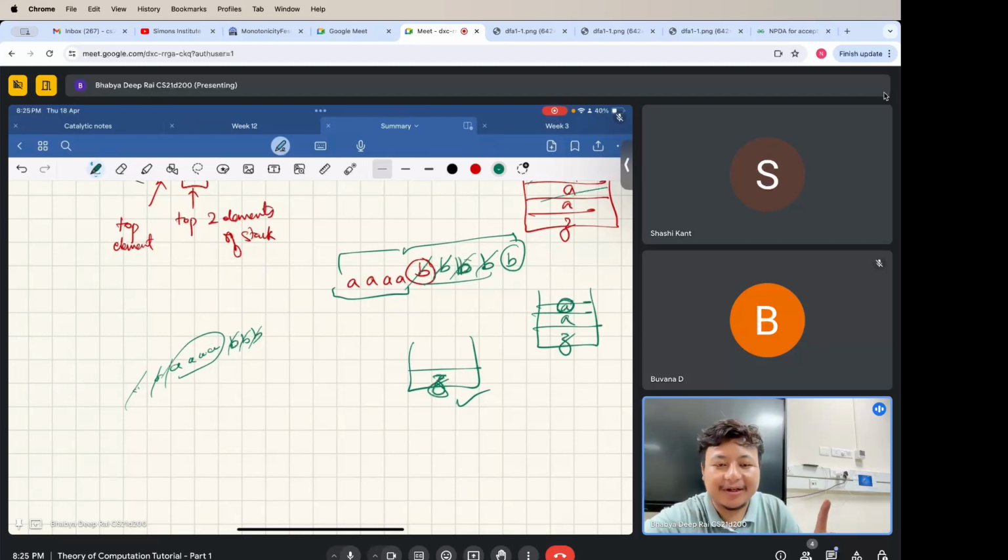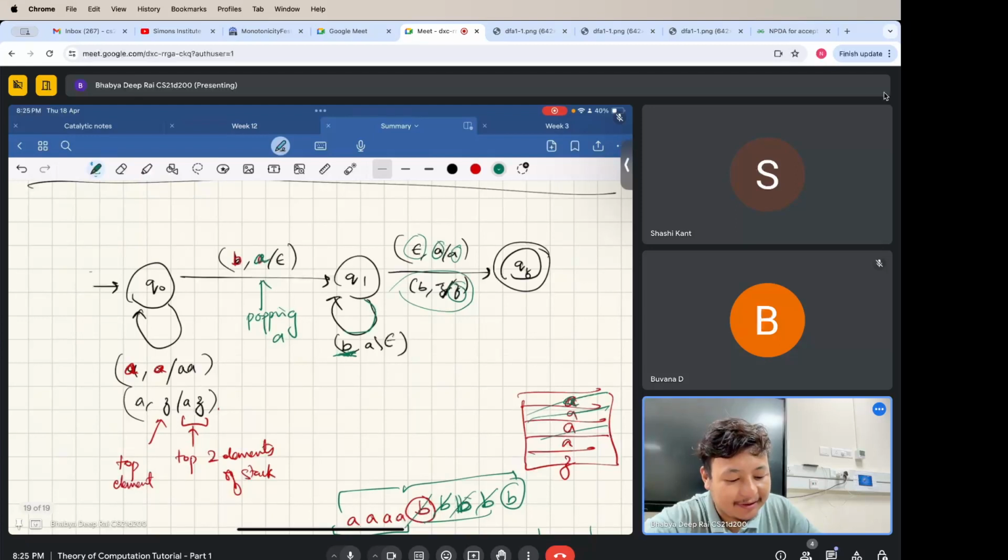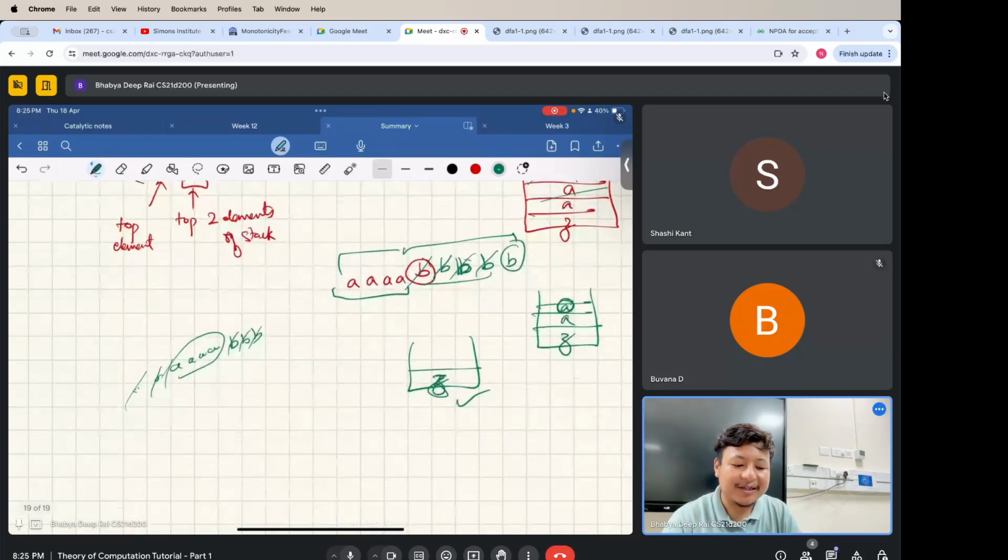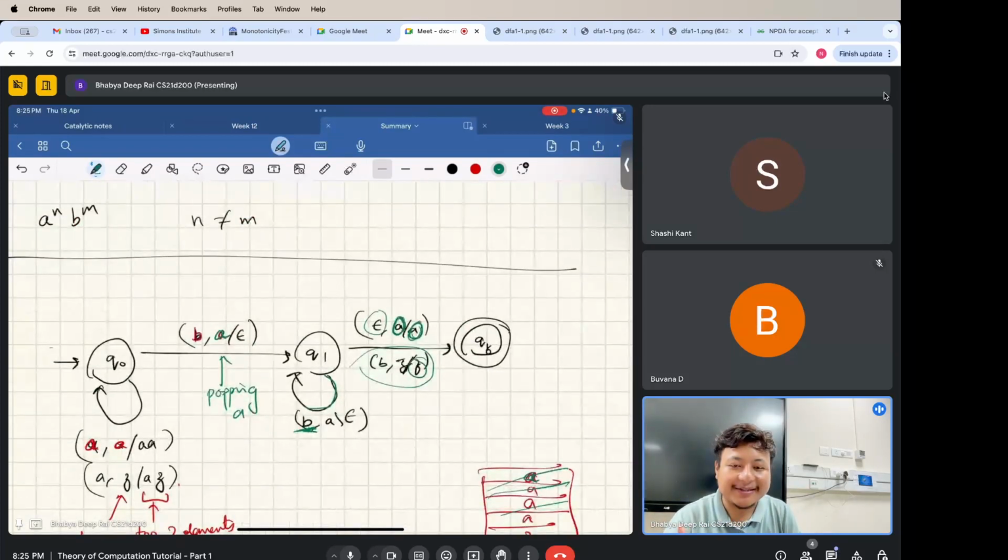You don't want those kind of strings. Therefore, I'm not popping anything. I'm keeping that A as it is. If you see an A, you keep that A as it is. Why? Because I don't want those kind of strings. And since I'm keeping that A, the stack is non-empty, and therefore I'll reject once the string runs out. Clear?